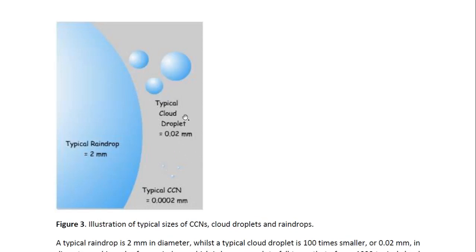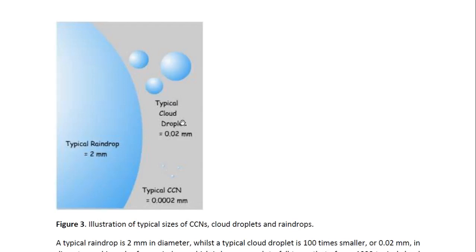So the typical cloud droplet has a size of 0.02 millimeters. And the typical CCN, the natural ones that produce this size of water droplet, are about the size of 0.0002 millimeters.